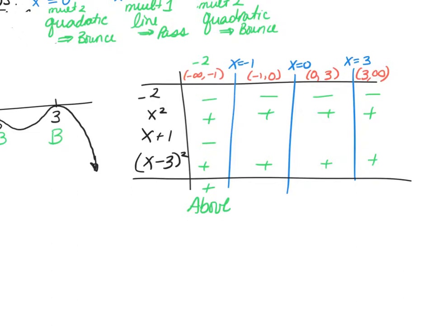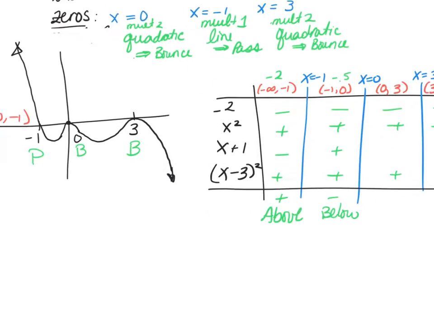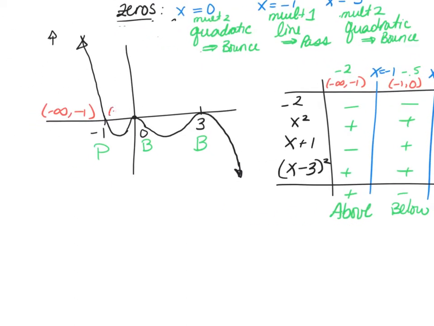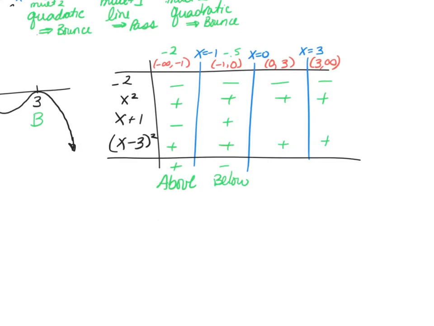What do I want to choose in the interval between negative 1 and 0? Negative 0.5. So I put in a negative 0.5. When I put in a negative 0.5, and then the only one I have to worry about is that x plus 1, is that going to be positive or negative? Positive. So what is my region? Below. So I come over here between negative 1 and 0. Am I above or below? I am below. Cool. Looks like it's working out so well.